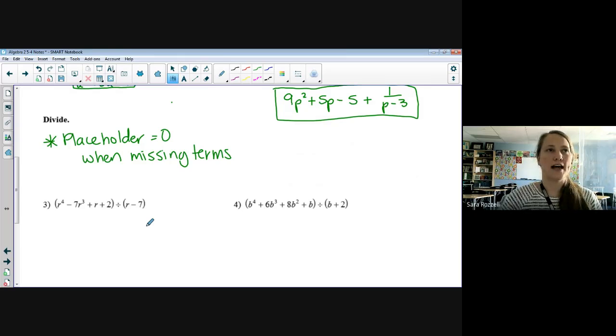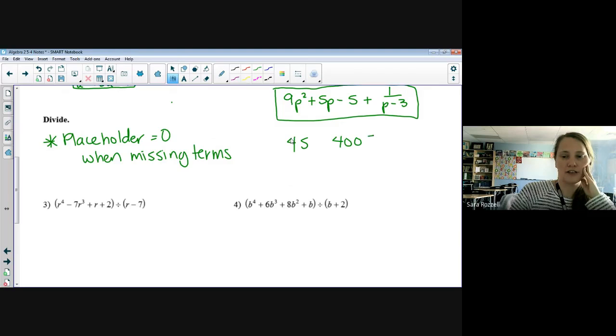A placeholder is kind of like the difference between, is there a difference between 45 and 4005? Yeah, they both have 4s and 5s, but this one is telling us that I don't have any in the tens position. I don't have any in the hundredths position, and the 4 goes with the thousandths, right? These zeros are placeholders for the tens and the hundreds. So we have to put zeros if we're missing a power.